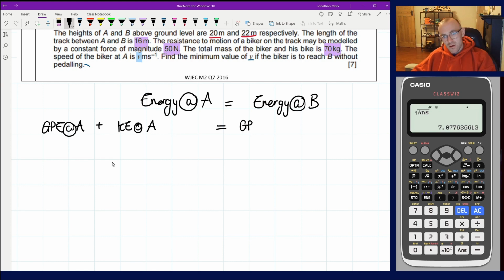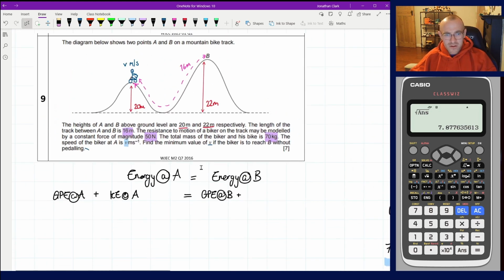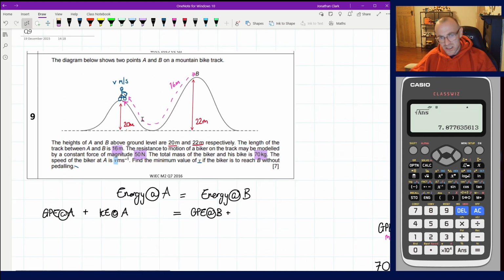Over at B, I know that there should be some GPE because he's actually higher up than he was before. I know that there isn't any kinetic energy because I want him to get to the end just about. I want him to stop when he gets to B. However, I know that the cyclist is experiencing a resistive force. So some of the energy is going to be dissipated, used to get over the resistance. There's going to be some work done against resistance.